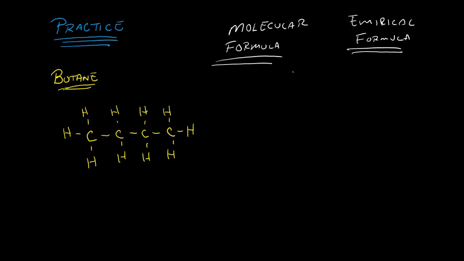Okay, let's just throw one more in there because all the ones we've done so far have had really small numbers. So let's look at one that's a slightly larger molecule. Try butane. This is 4 carbons all bound together with hydrogens around the periphery. So go ahead and write the molecular and empirical formulas for butane.